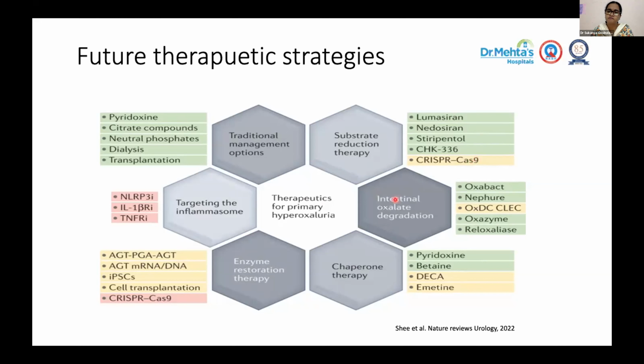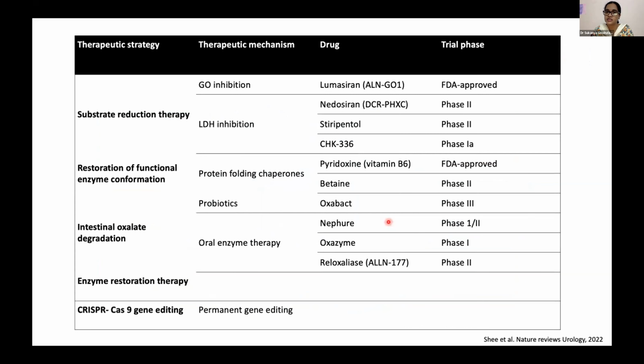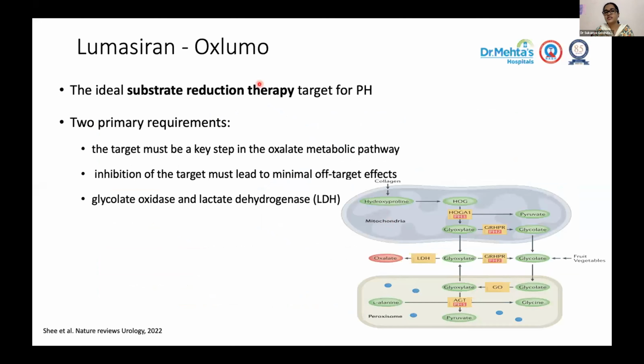There are also other methodologies and strategies being tried and tested, but I'm going to keep it short and talk only about lumasiran because of a shortage of time. So this is an ideal substrate reduction therapy target, because an ideal substrate reduction therapy should target a key step in the oxalate metabolic pathway and should inhibit the target, and the off-target effects of such therapy should have minimal side effects. So the enzymes glycolate oxidase and LDH are good targets for such a substrate reduction therapy.